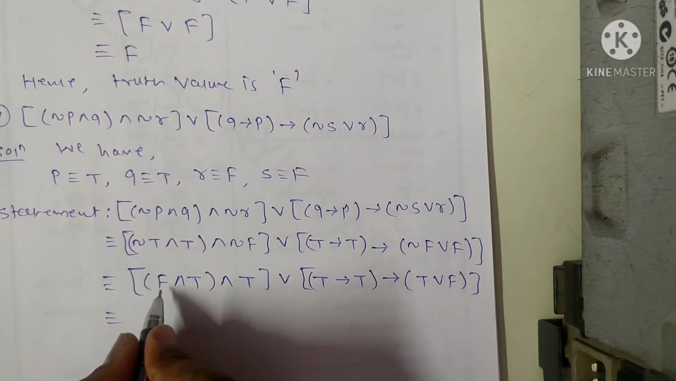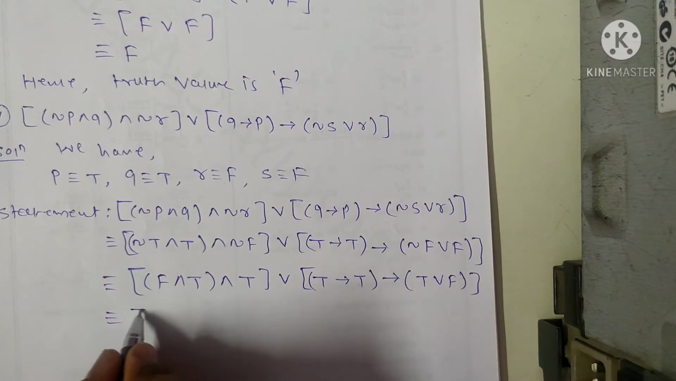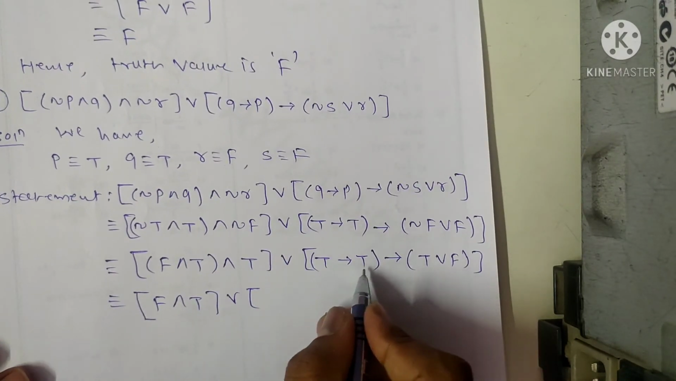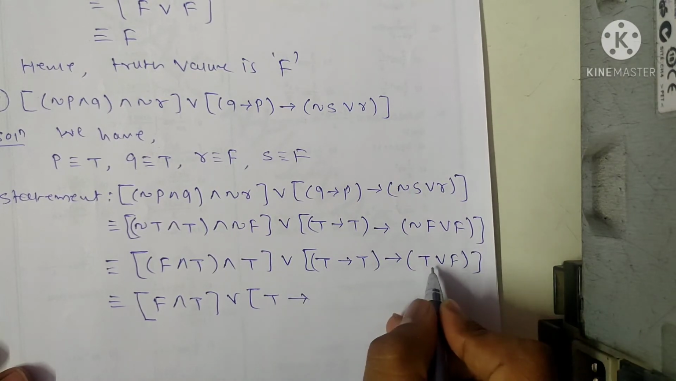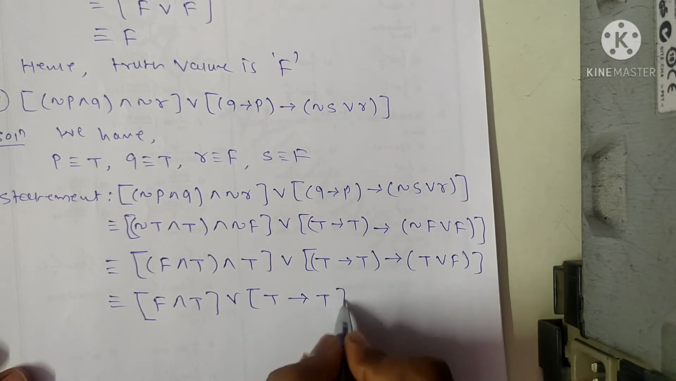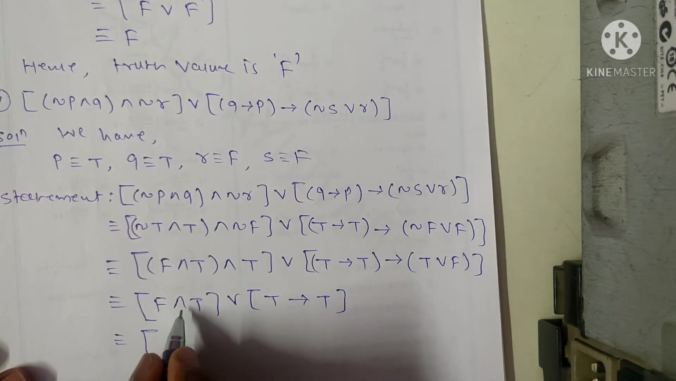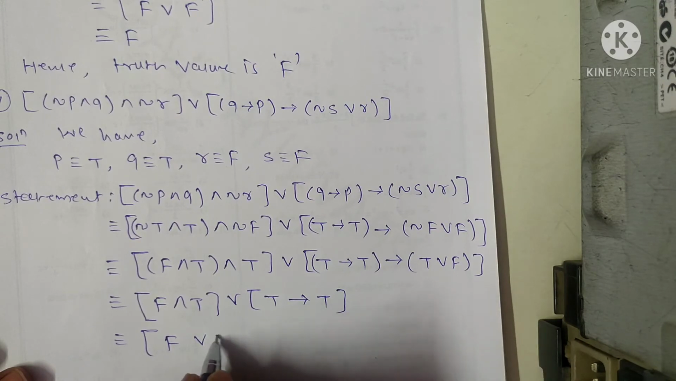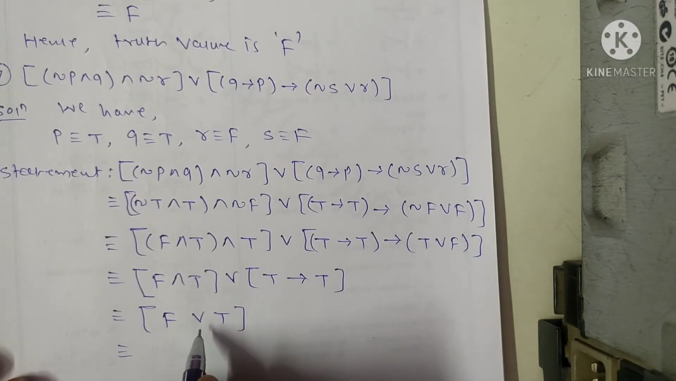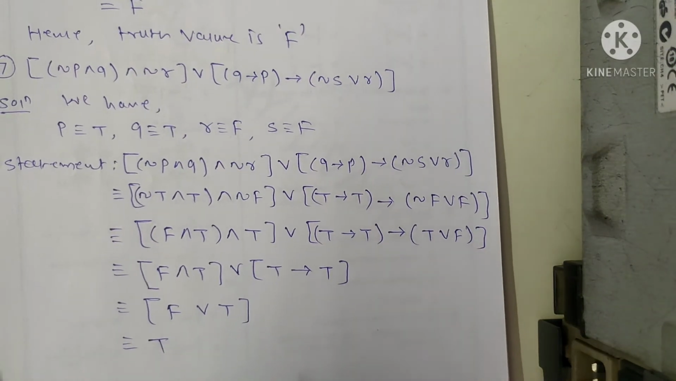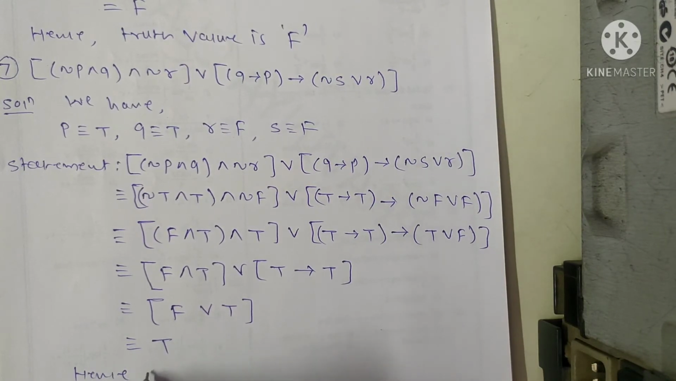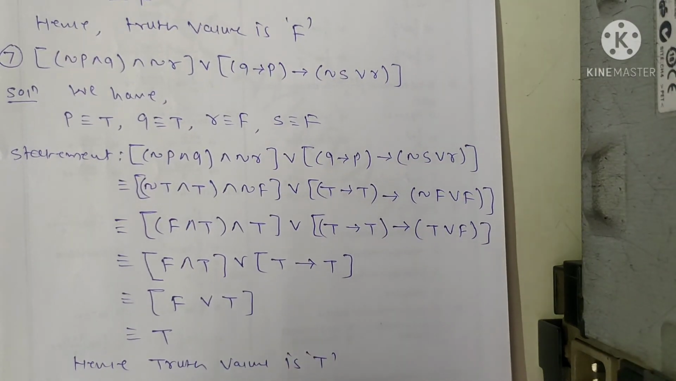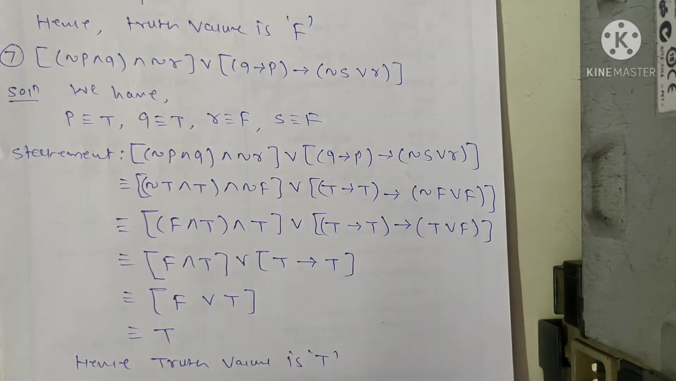Now we solve the bracket here. F and T is F, because and is T only when both are T. And T then F, it is F, otherwise T. Logic of or: F or F is F, otherwise T. Hence truth value is T. Truth value is T. This is number 7. Now last is number 8.